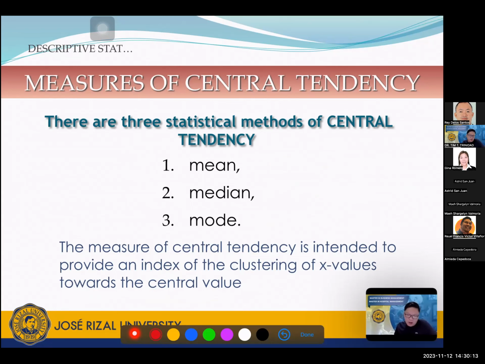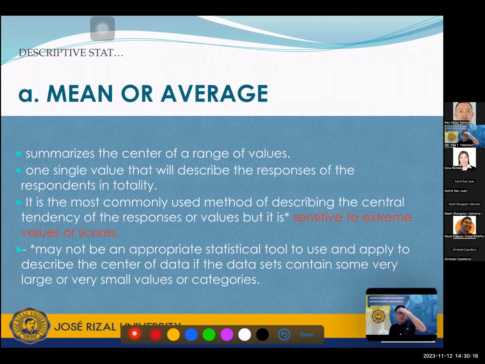Okay. What does a mean or average say? So your mean or average summarizes the center of a range of values. So one single value that will describe the responses of the respondents in totality. So your mean will represent the totality of all your respondents. So it is the most commonly used method of describing the central tendency of your responses or your values, but it is sensitive to extreme values.